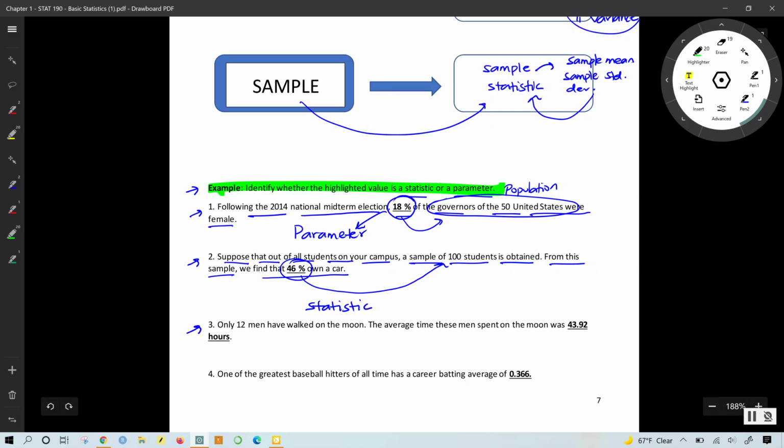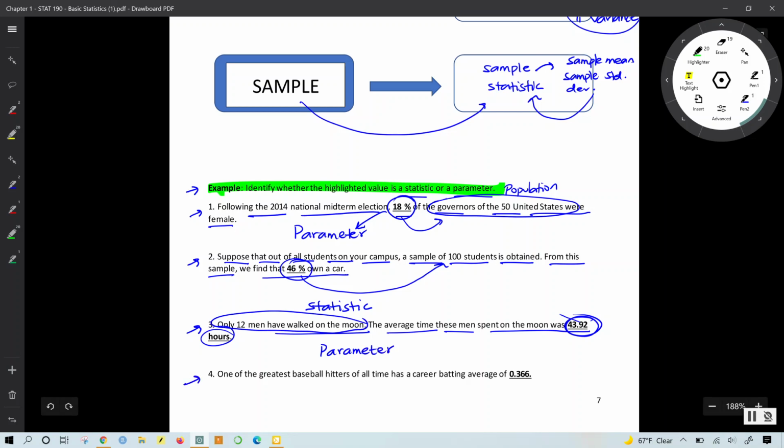Question 3. Only 12 men have walked on the moon. The average time these men spent on the moon was 43.92 hours. This is a number that pertains to the entire population of all those who have walked on the moon. So this is definitely a parameter.